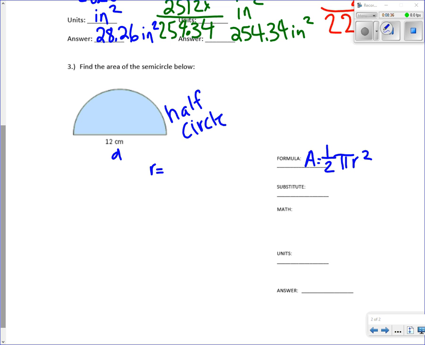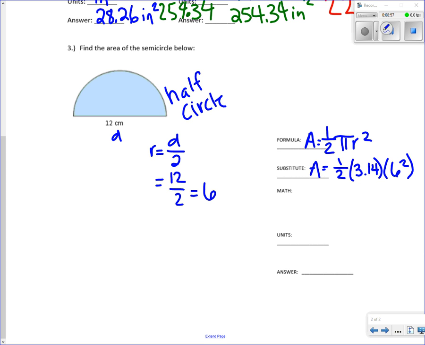It says that the diameter is 12. I know radius is diameter divided by 2, so 12 divided by 2 means my radius is 6. When I substitute in, area equals 1/2 times 3.14 times 6 squared. It looks like a lot of numbers, so we'll take it one step at a time. I'll start with my exponent first. 6 times 6 is 36. So what I have is 1/2 times 3.14 times 36.